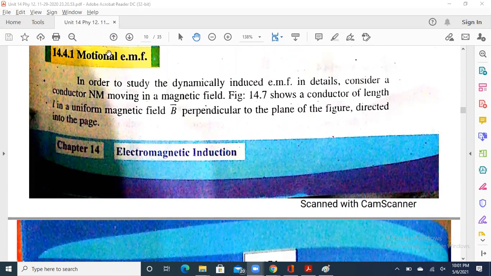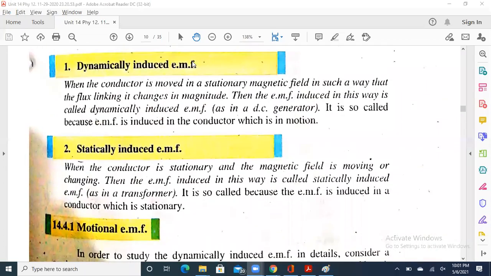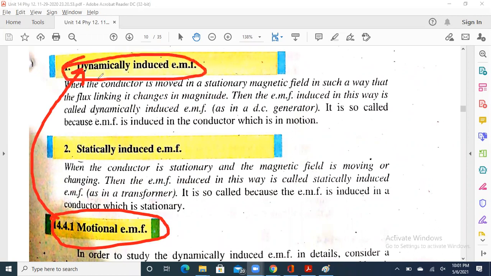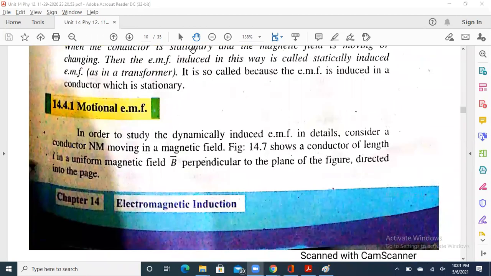So this is basically dynamically induced EMF. So this motional EMF is dynamically induced EMF. Anyhow, let's see what are the details of the motional EMF.